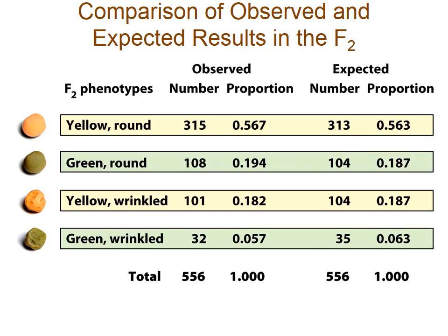But what do we see here? Just qualitatively, we're not going to go through and do our statistical test yet, but qualitatively, what do we see? It's pretty close, right? 313, 315, 108, 104, 101, 104, 32, 35. It's really pretty close, right? Close enough, right? Why isn't it exactly? One, you can't have fractions of individuals, but why else? Why isn't it exactly?